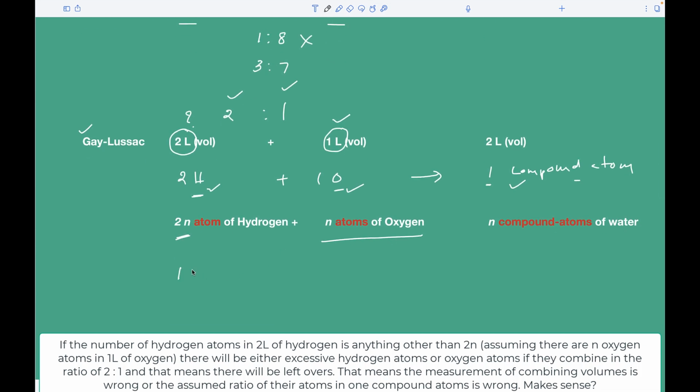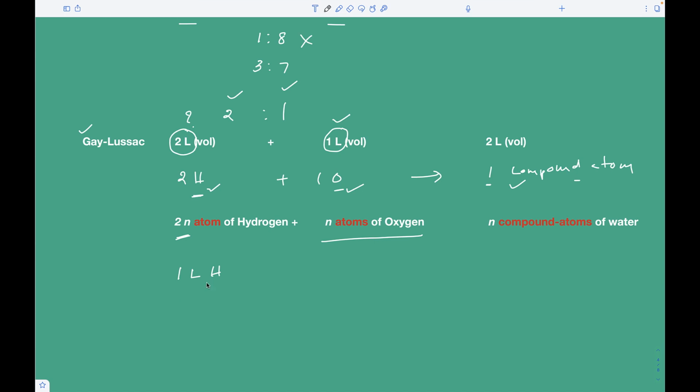Then if you take 1 liter of hydrogen, how many hydrogen atoms will be there? If 2 liters has 2n atoms, 1 liter must have half of them, right? That is n hydrogen atoms. So, in 1 liter of hydrogen there are n hydrogen atoms, and in 1 liter of oxygen there are n oxygen atoms. So one consequence of Gay-Lussac's law and this assumption is that if you take equal volumes of different gases at the same temperature and pressure, then they will have equal number of atoms.